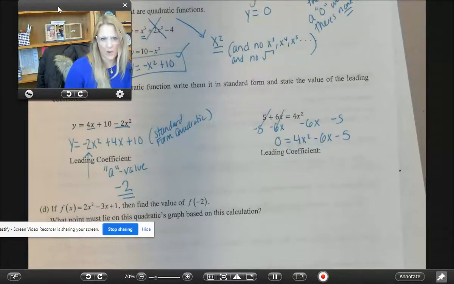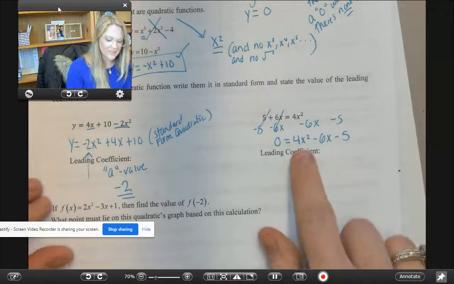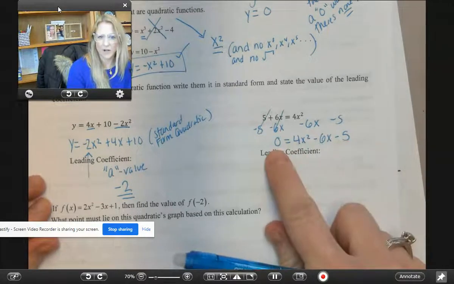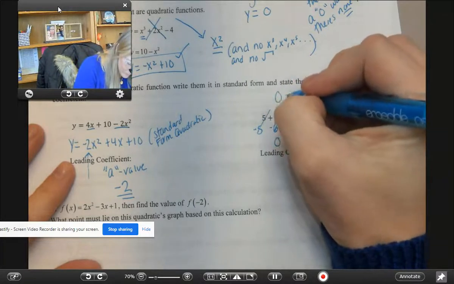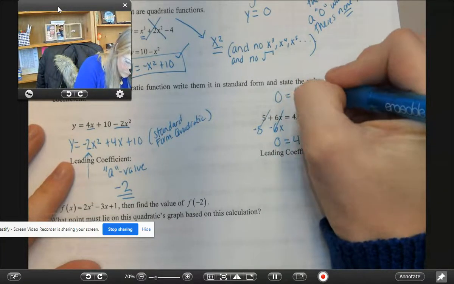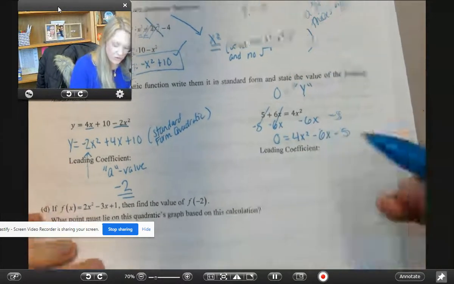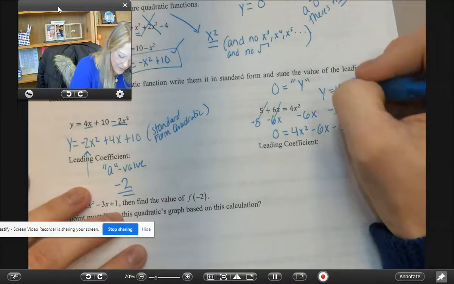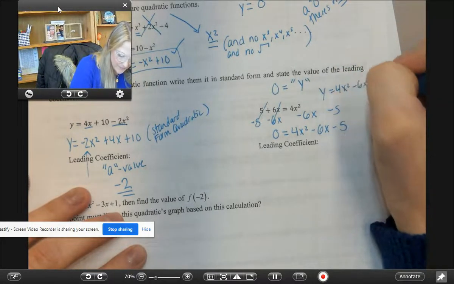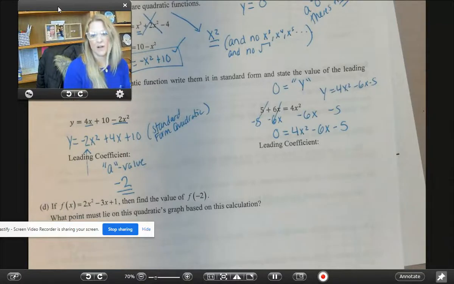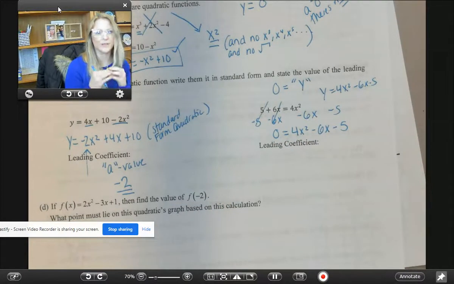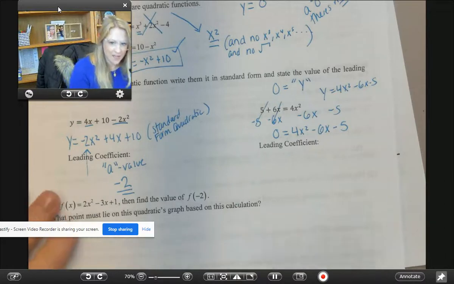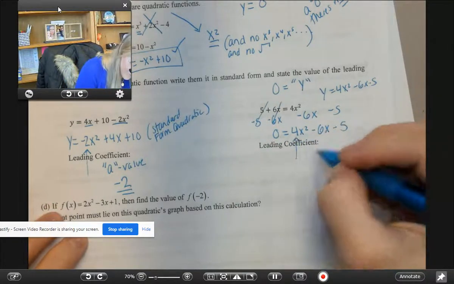Now what does 0 actually represent? When you are dealing with a quadratic, 0 is also known as y. So you could also write it as y equals 4x squared minus 6x minus 5. And we'll see more of that later as well. Okay? So now we have it in standard form. We have all the pieces together, written in standard form. Okay? And what's your leading coefficient? 4.